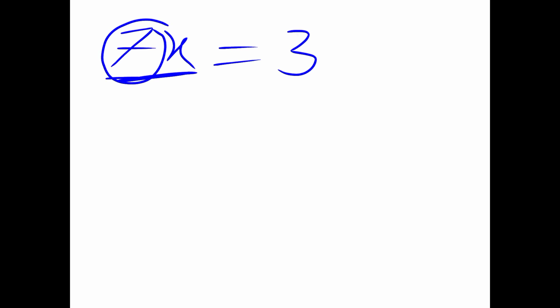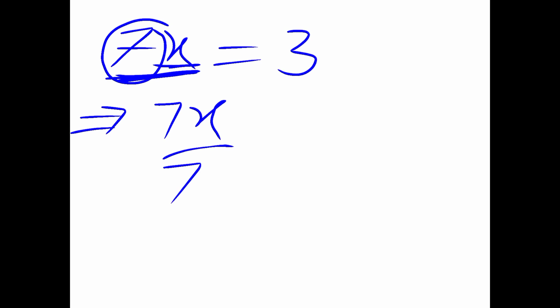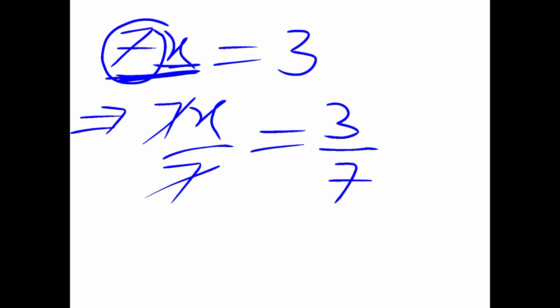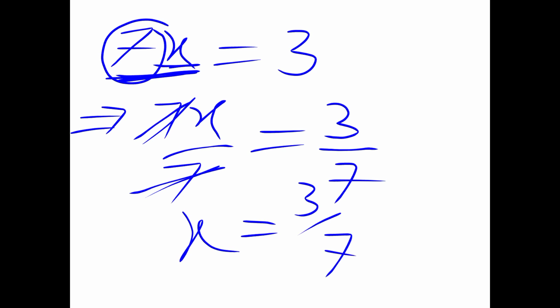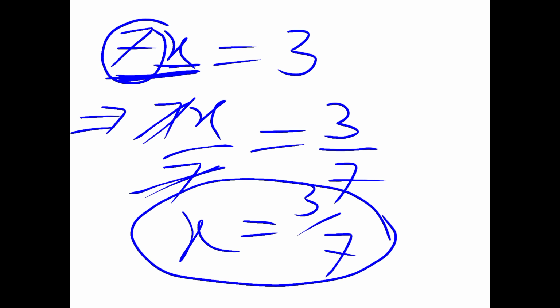Since this is in product with x, we can eliminate it by dividing this expression by 7. So 7x divided by 7, this 7 and this 7 can cancel each other, and that is equal to 3, and we have to divide 3 by 7 as well. 7 and 7 cancel each other. x is equal to 3 by 7. So this is the value of x, right? This is called the elimination method.